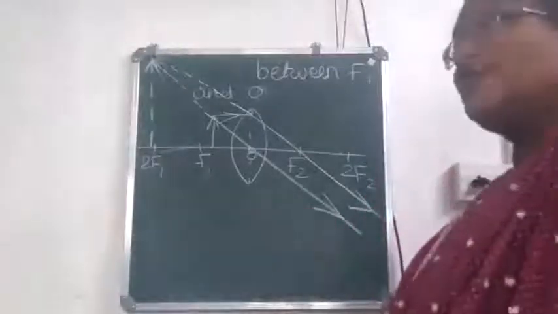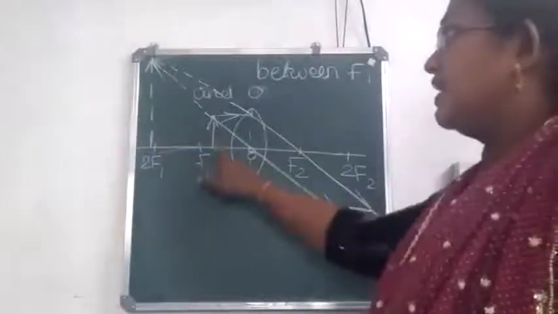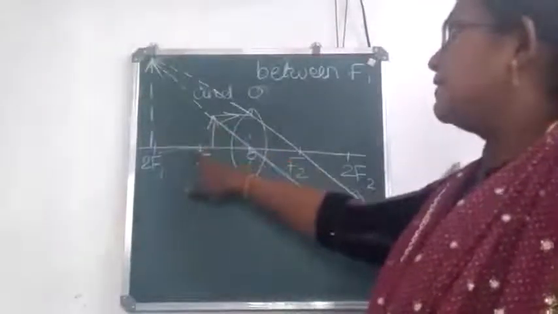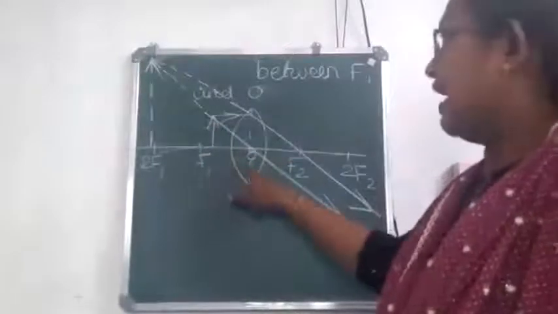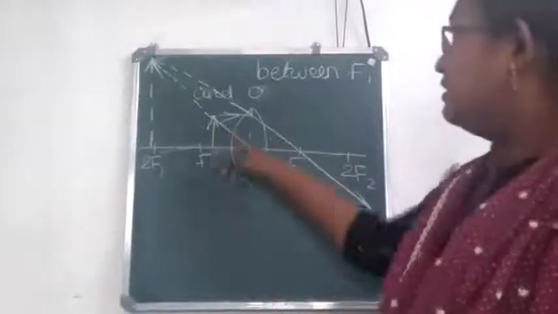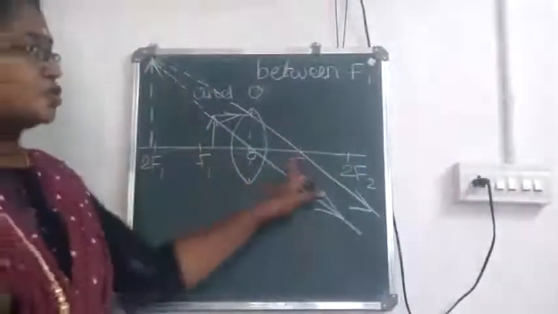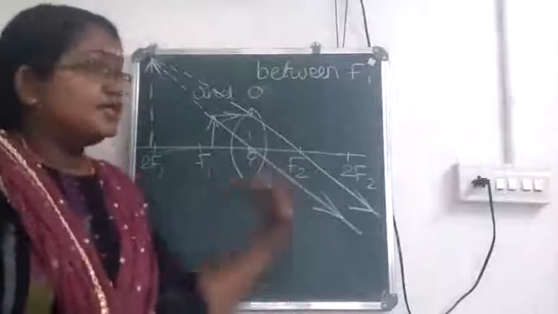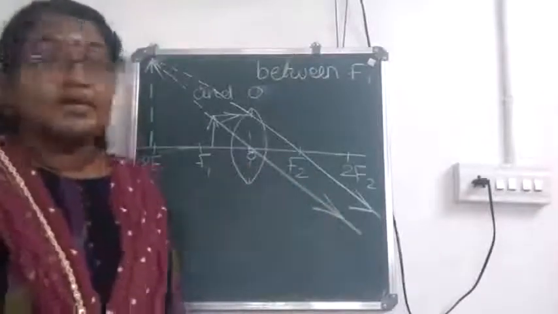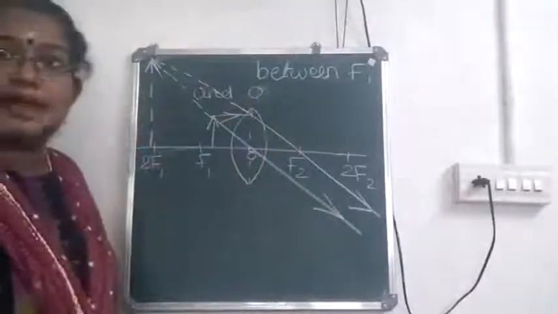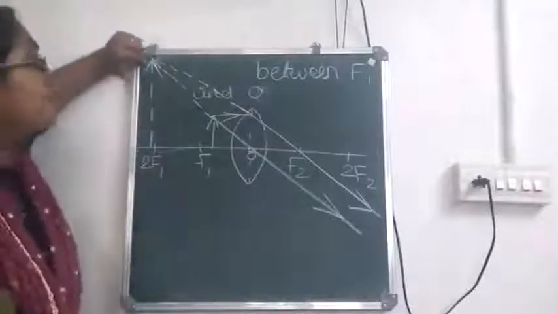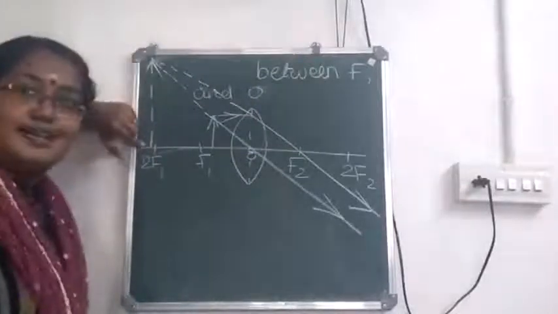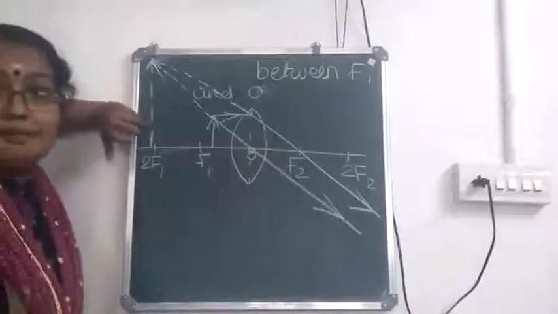What all things we have to remember? First thing, we are keeping the object between focus F1 and optic center. Then the first ray parallel to the principal axis after refraction moves through the second focal point. Second one through the optic center. These two refracted rays won't meet. So we are extending them in the backward direction. So they will meet at a point. Then we will be joining it downward. There we will be getting the image.